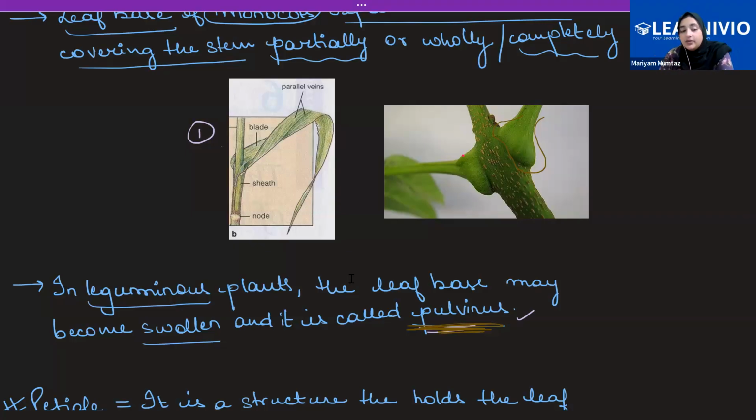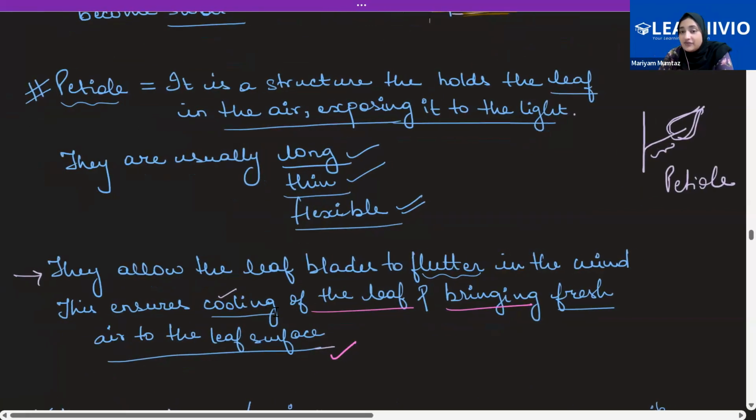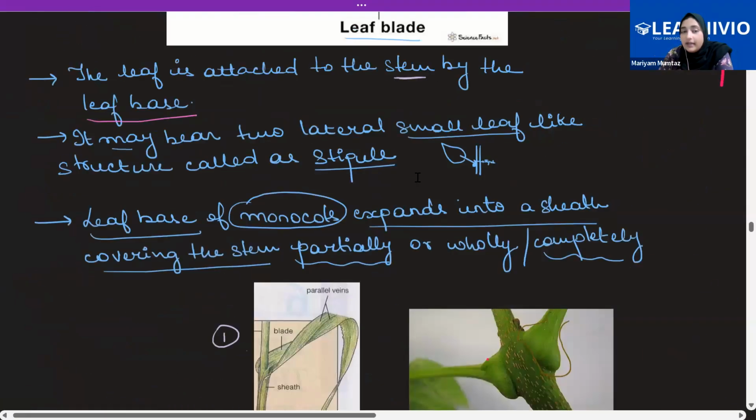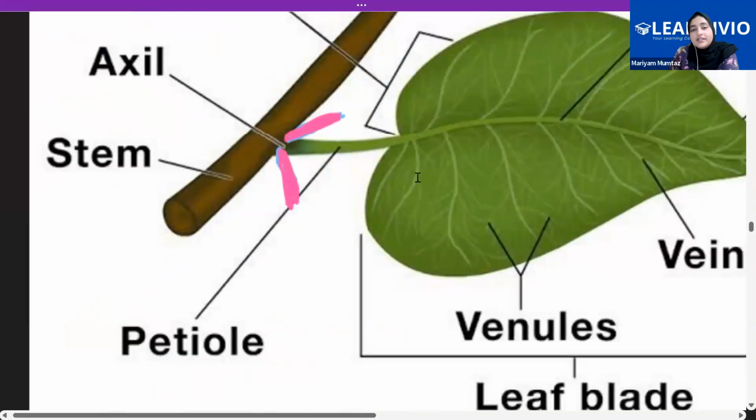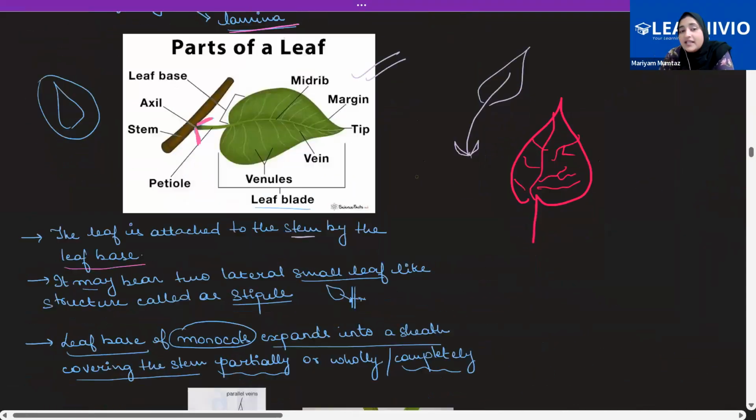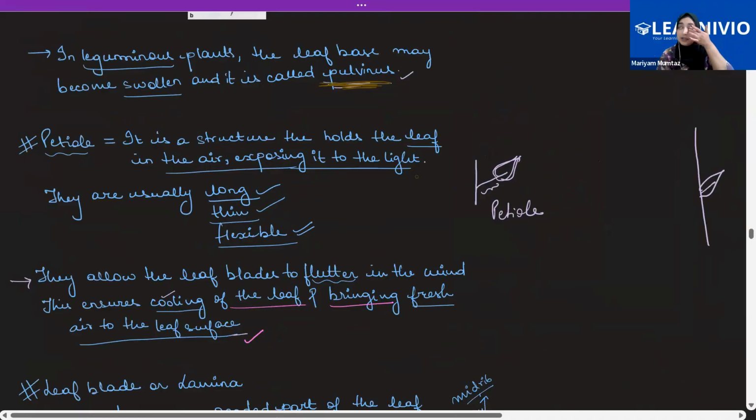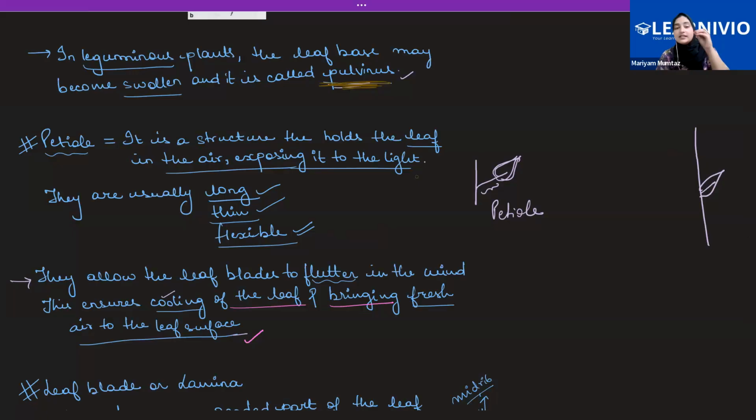Then comes the petiole. Now petiole is a structure which is responsible for holding the leaf, attaching it with the stem. See this portion. Do you see where the petiole is? This part. This is the petiole. So it attaches the leaf to the stem and it has several functions. Like for example, whenever the wind blows, the leaf doesn't necessarily fall off unless it's old. It's because it is attached firmly with the help of the petiole.